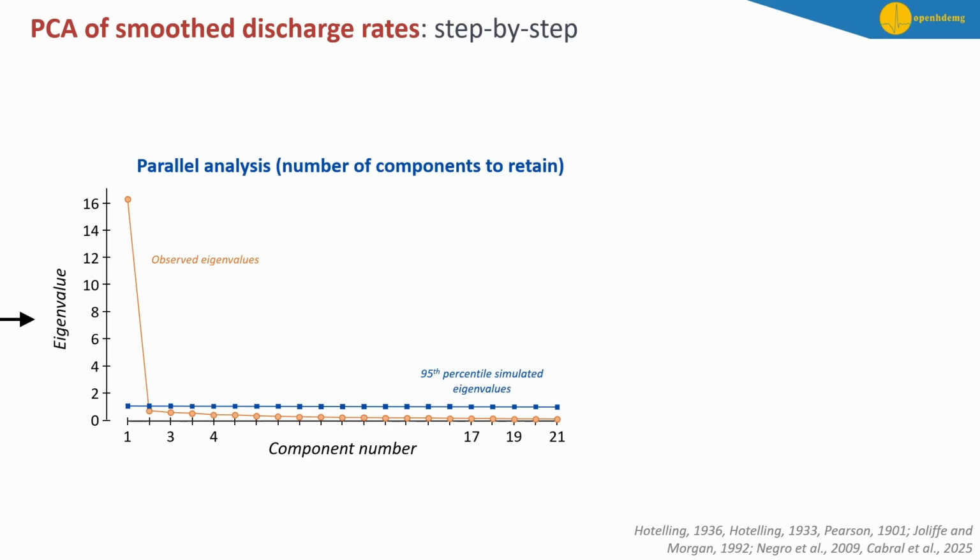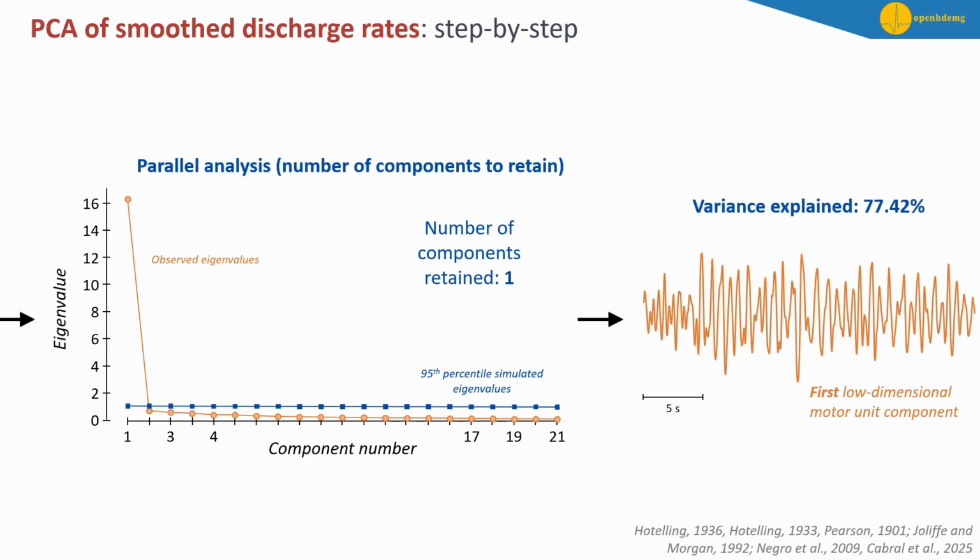I will not go into details, but to help you understand, we basically create surrogate data where we shuffle the interspike intervals, and we compute the eigenvalues from the surrogate data for 1,000 iterations, and we create a confidence level. We compare this with the real data, okay? And this, for example, leads us to retain one single component, okay? Then this is the projection, and this is the low dimensional component that explains, in this case, 78% of the variability of the motor units, okay?